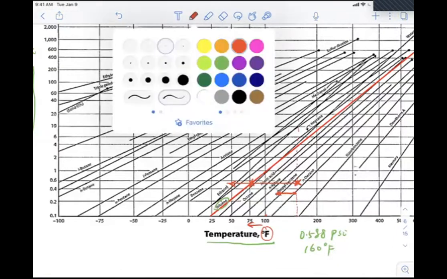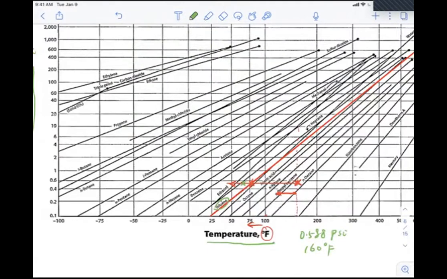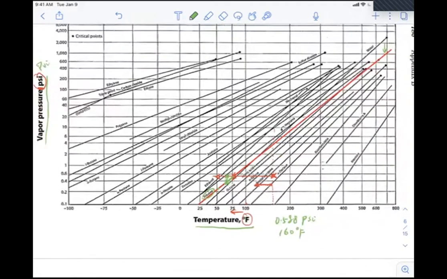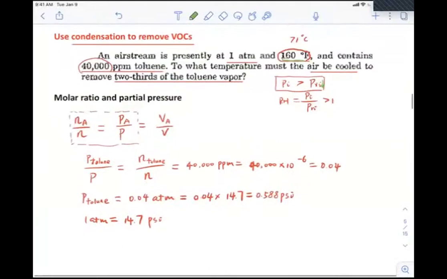So can the toluene vapor pressure come to this point? It cannot, right? If it's at this point, it means that the partial pressure is higher than its vapor pressure. It's going to condense, right? So it's going to automatically reduce the pressure to follow this line here. Once it hits this line, it's going to follow this vapor pressure line until the temperature where we remove 2/3 of its original amount of toluene.